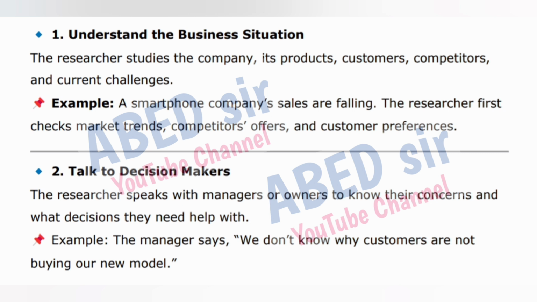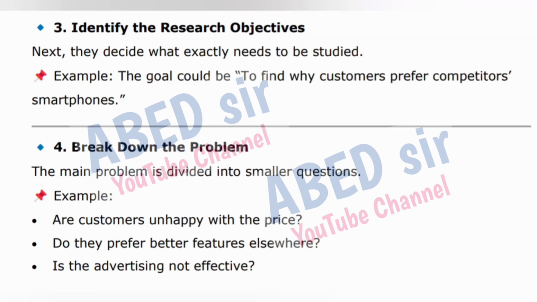2. Talk to decision makers. The researcher speaks with managers or owners to know their concerns and what decisions they need help with. Example, the manager says, "We don't know why customers are not buying our new model." 3. Identify the research objectives.